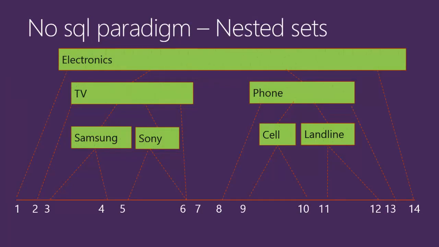Another way of looking at the same exact problem is this. I've got electronics. Electronics spans from 1 to 14 servers, landline from 11 to 12, cellular data from 9 to 10. Again, we can add any amount of data, right? So this is the NoSQL paradigm that we could use and fix the problems that we have when it comes to scalability.